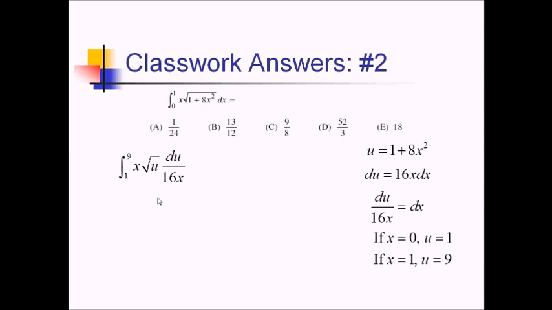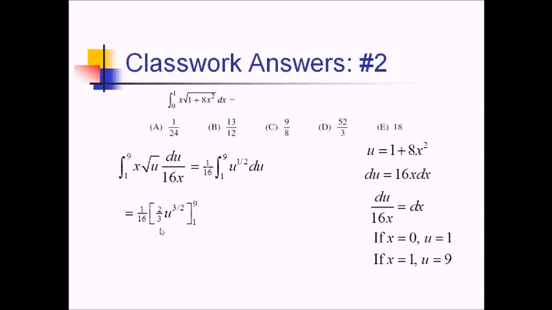And at this point, let me simplify a bit. So these x's cancel. I've got 1/16, and I've also got a u to the 1/2 du inside there. Now I'm going to use my reverse power rule. So this bumps up to a 3/2 exponent, and I'm going to divide by that, so I'm multiplying by 2/3 then. So I've got 1/16, and then in my evaluation box, I've got 2/3 u to the 3/2 from 1 to 9.